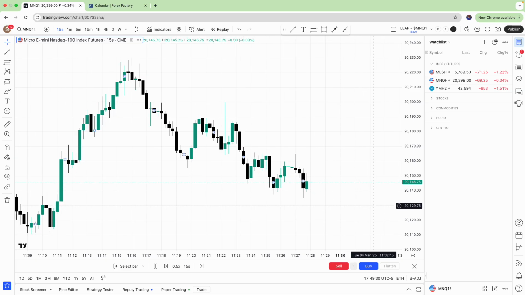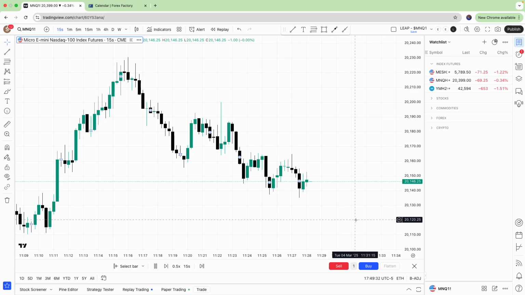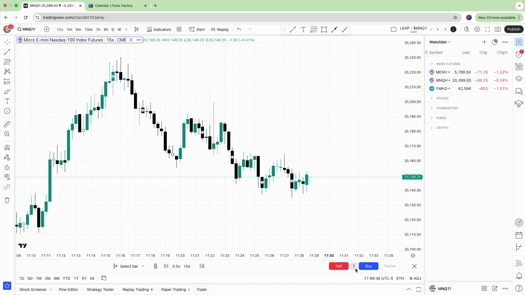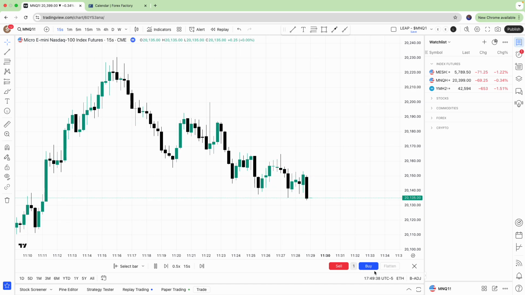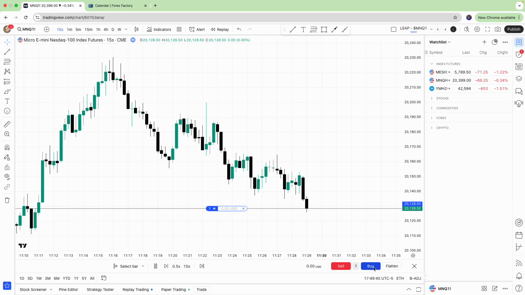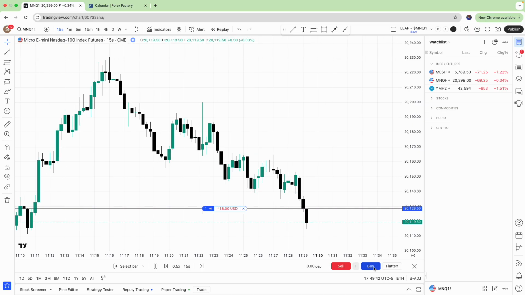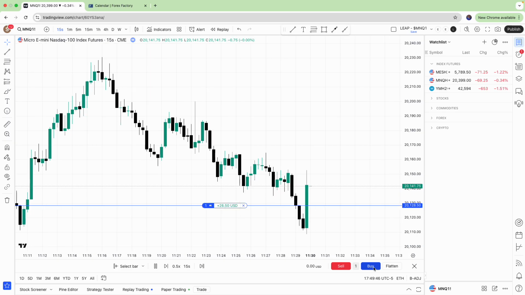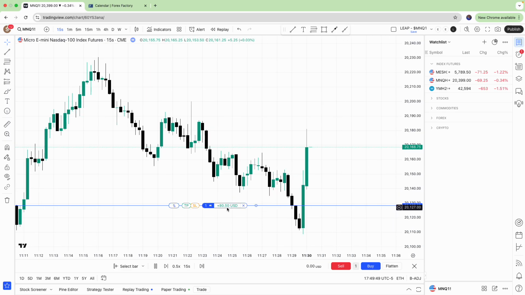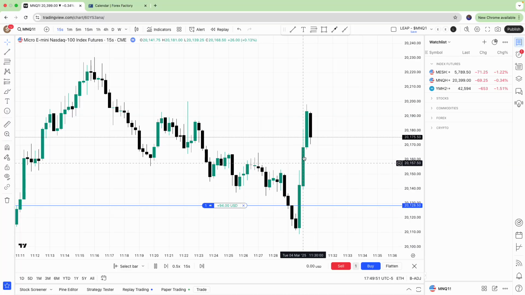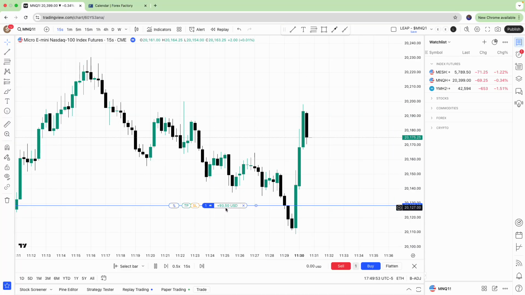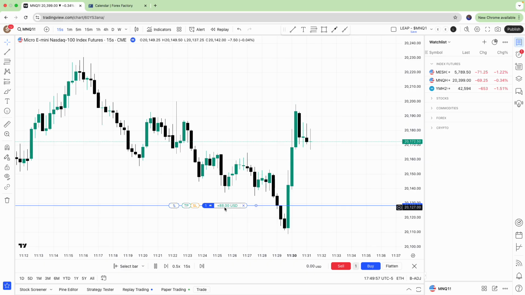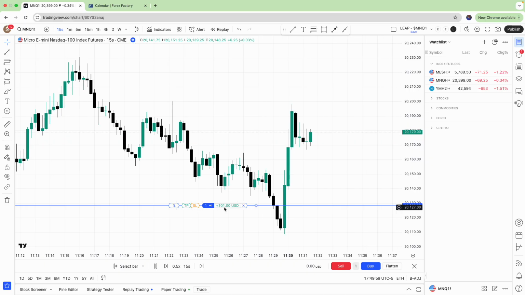But again, if I'm going to take a long trade, what I'm going to do is click the buy button here. So if I'm taking a long trade, that means I think price is going up. And we can see here that as price is going up, this is green, and this is going further into profit.